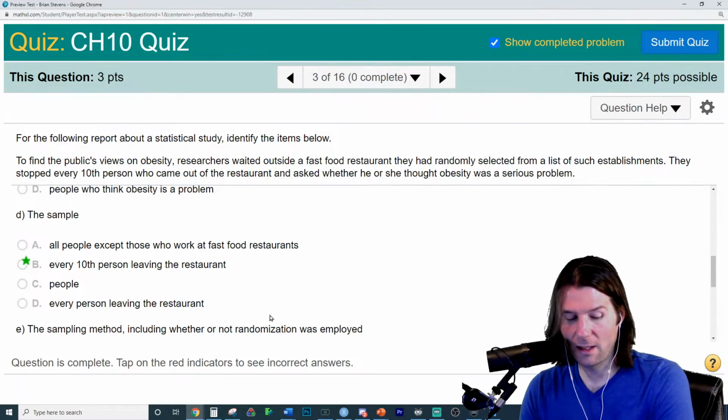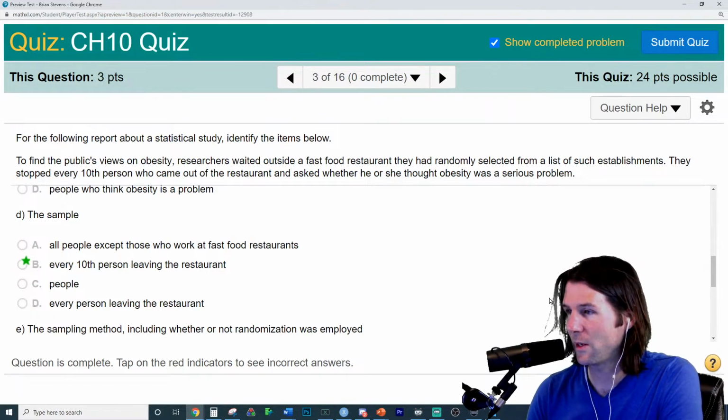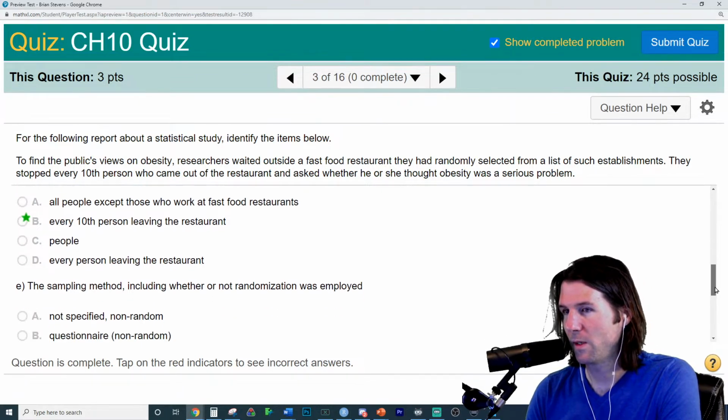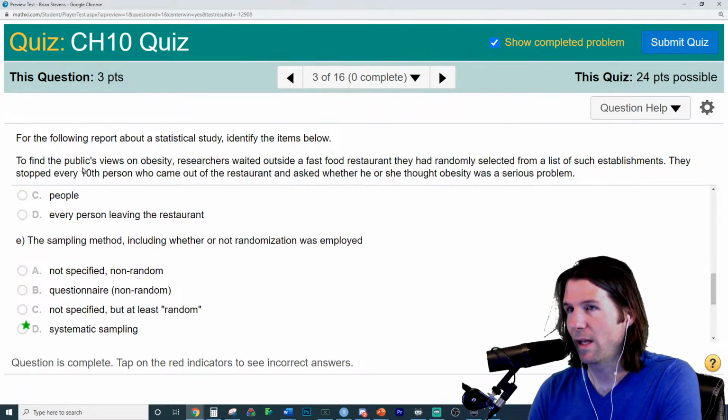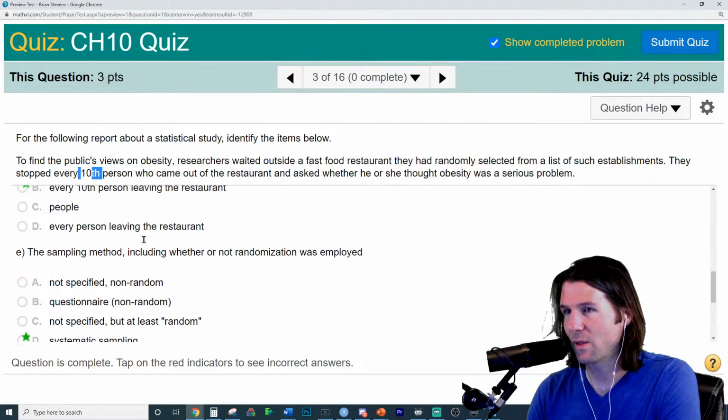The sample method, including whether or not it was randomized, they are taking a cluster at the location. It is kind of random. What are they going to say? This one's always the weird one. The 100% systematic. Yeah, that's obvious right there.